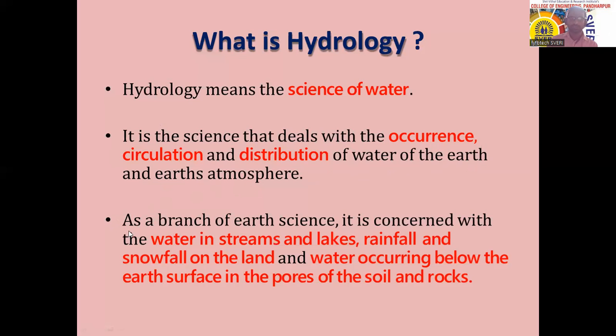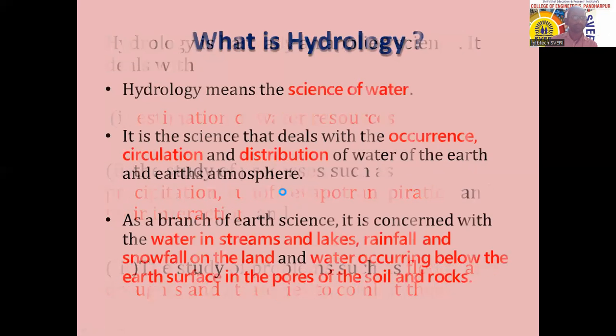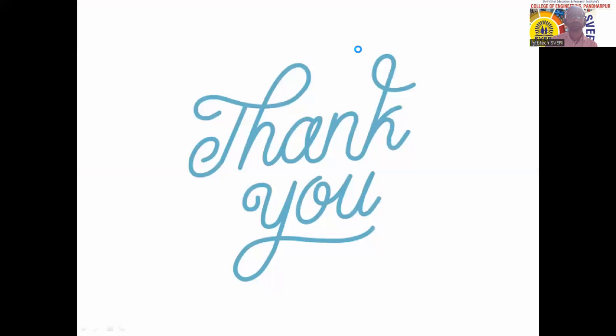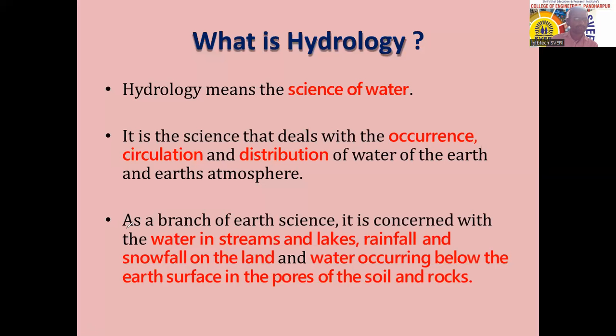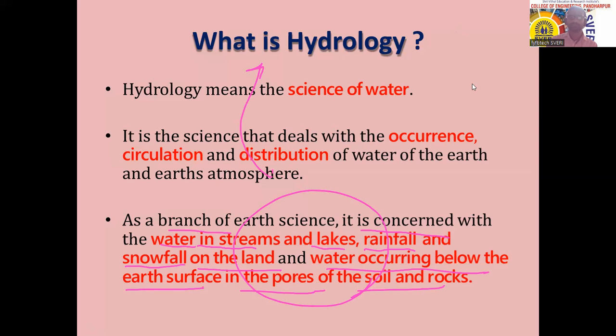Or else you can also define it like this: it is a branch of earth science. It is concerned with water in streams and lakes, rainfall and snowfall on the land, and water occurring below the earth's surface in the pores of the soil and rocks. Wherever water is available, the entire water we study in the subject that is called hydrology.